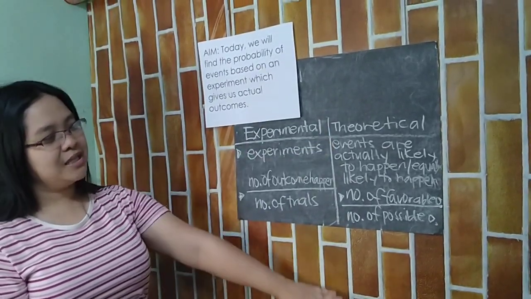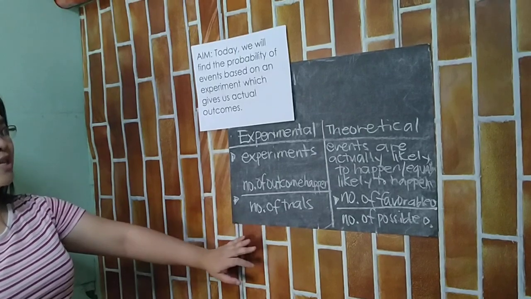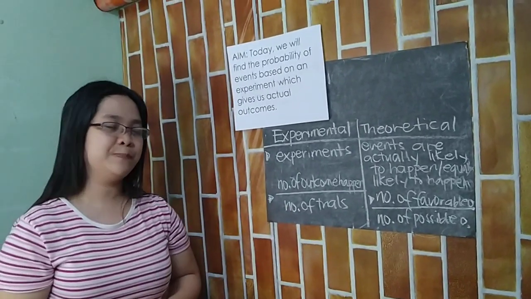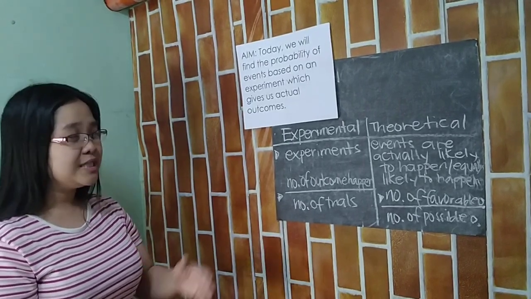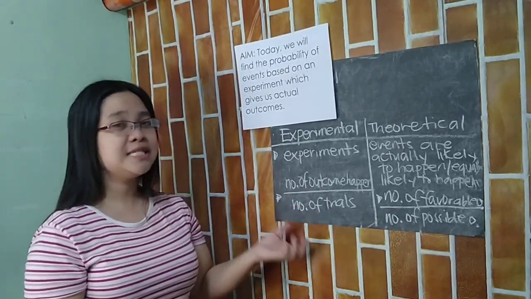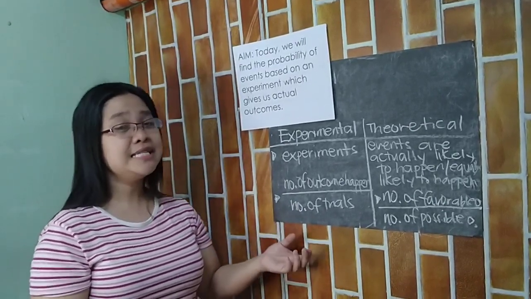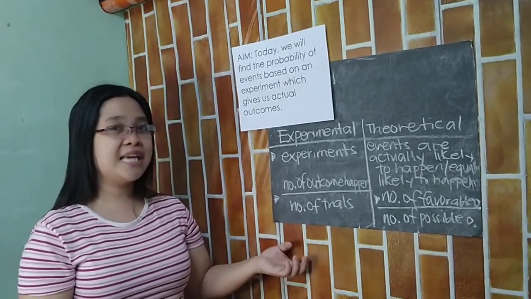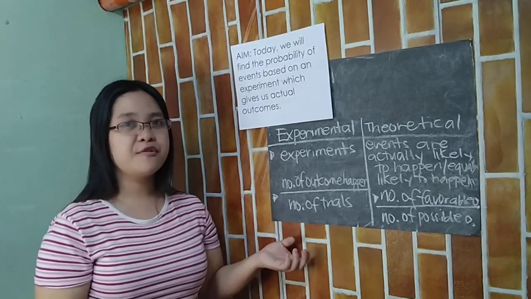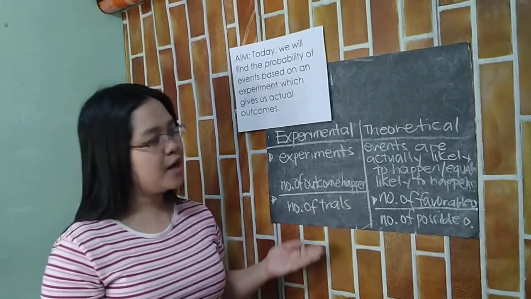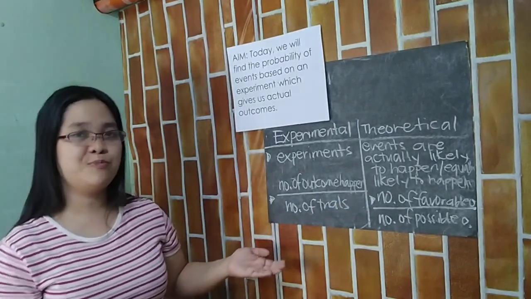Take a look at this diagram and see the differences between experimental and theoretical probability. Take note that when you express them, it should be in fraction form. That's why, if needed, you have to get the lowest term of that fraction. However, they are different in that you have to follow different formulas in expressing them.